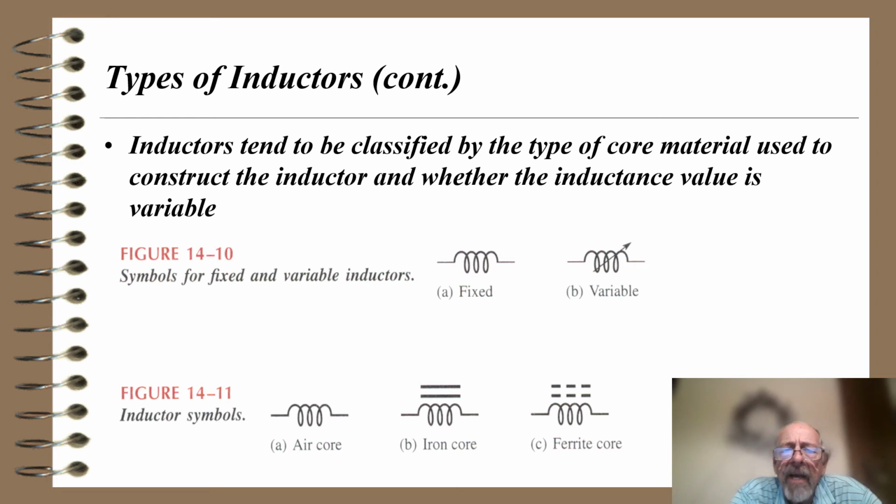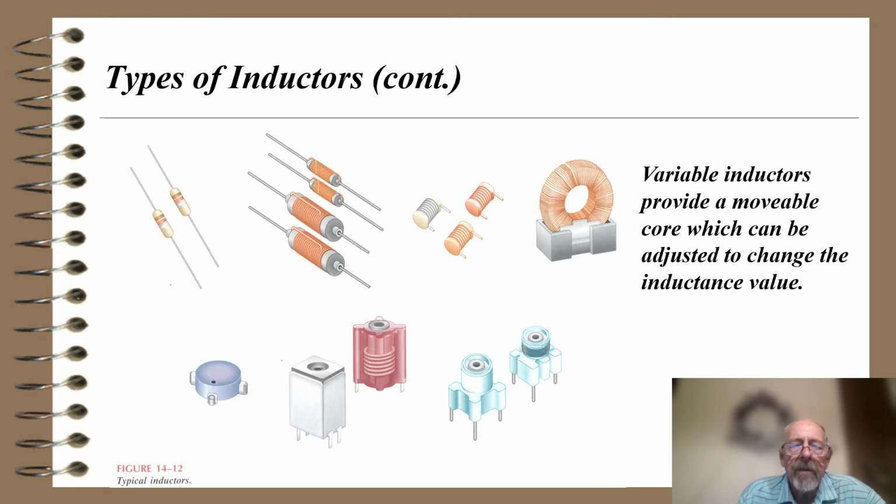So this slide shows you different types of inductors. Inductors tend to be classified by the type of core material used to construct the inductor, and whether the inductance value is variable. So fixed and variable inductors are shown in figure 14.10 there. Fixed is A, variable has a line with an arrow through it, that's B. If we go down to figure 14.11, inductor symbols, if I've got an air core, it's shown as graphic A there. An iron core has 2 bars next to it, and a ferrite core has several bars that are broken, dashed lines, if you will. And here's a picture of different types of inductors.